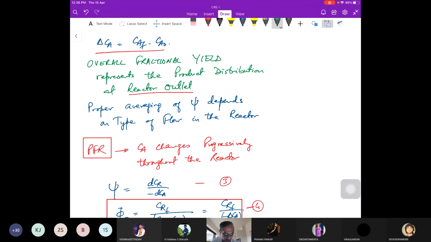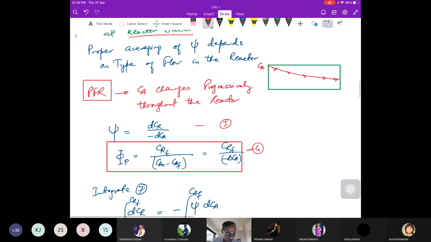In a PFR we know that CA changes progressively throughout the reactor. We have seen that. Right? If I take a PFR, then my concentration profile is something like this, so the concentration value is different throughout the reactor. We have defined psi as dCr upon minus dCA, and phi p, for a plug flow reactor, is CRF upon CA0 minus CAF, defined above, and CRF upon minus delta CA. So now we need to find the relation between psi and phi for a plug flow reactor.